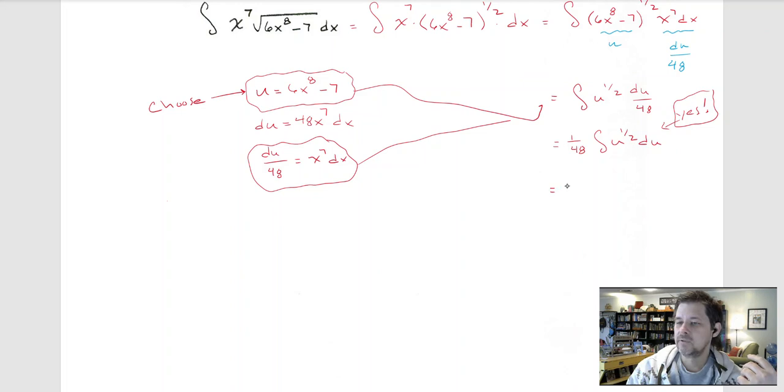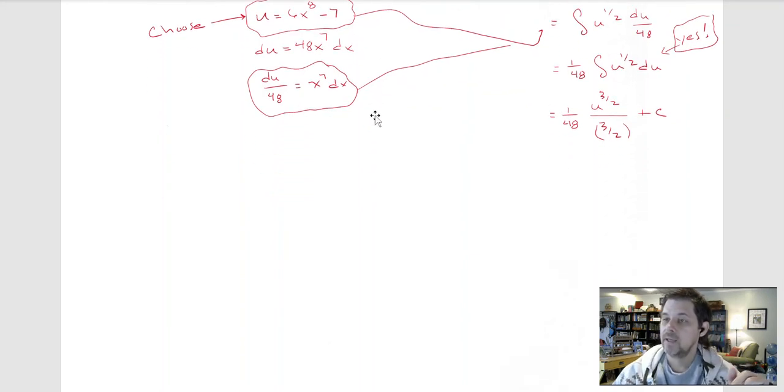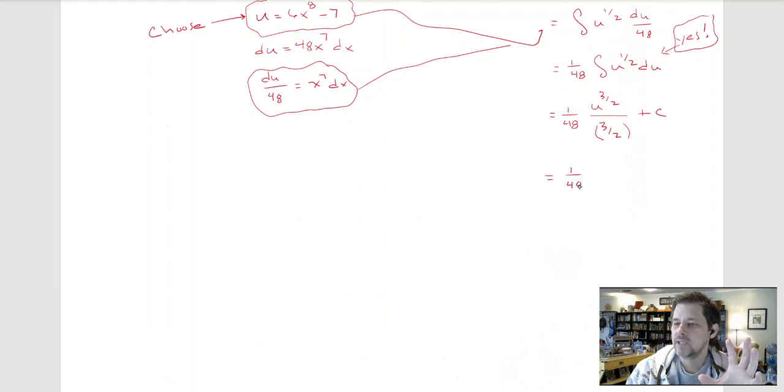So let's see. Okay, so the rule is applicable at this point. Here's what we do. We'll just carry the 1 over 48 along. The rule says that we add 1 to the power, so we're going to get 3 over 2. See, if I add 1 to 1/2, I'll get 3 over 2. And then I divide by the same thing, which is 3 over 2. And then I add plus c. Okay, and then I need to clean up the numbers a little bit. I've got this 1 over 48 that's just sitting there. When I divide by 3 over 2, that's the same thing as multiplying by 2 over 3. So I'm looking at 1 over 48 times 2 over 3. And then I got my u to the 3 over 2 power plus c.